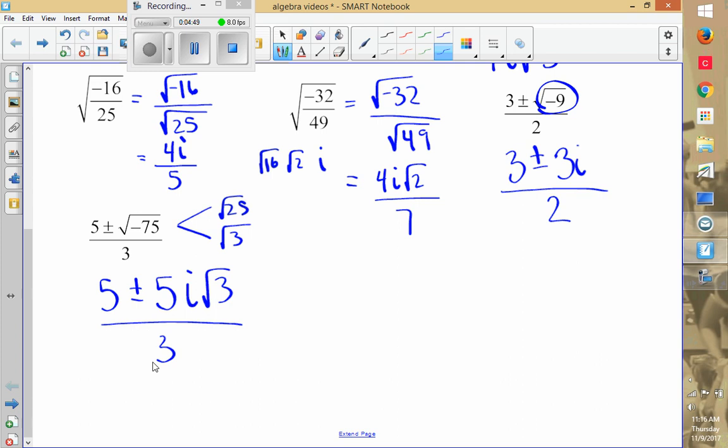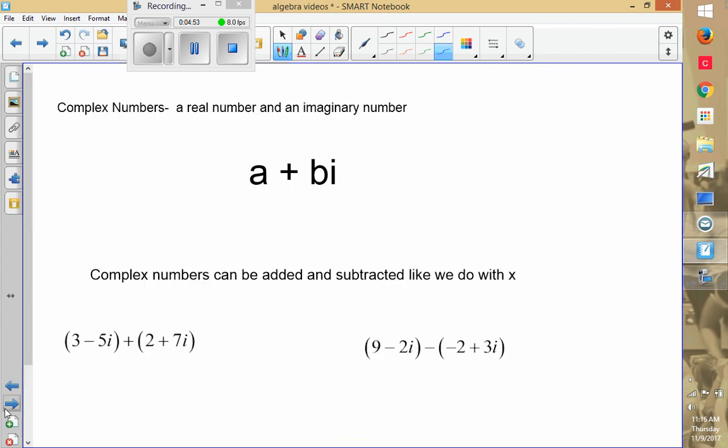So today you're going to just simplify i, and the other thing that you need to understand from today is just the concept of a complex number and a real number, and that we can add and subtract them like we have done in every other math class with x. So a complex number is the combination of a real number and an imaginary number. It combines both of them together as one expression.